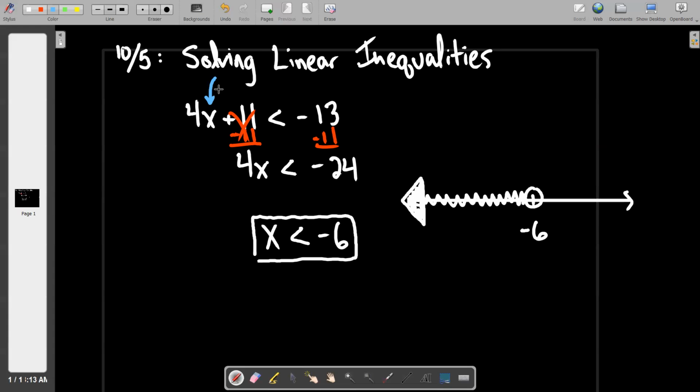But if you put -10 in place of x, what's 4 times -10? And what's -40 plus 11? And look at that, -29 is in fact less than -13. You would find that result with any number you pick that's less than -6. So that's what we're doing today and tomorrow and the next day probably, is we're finding not numbers that work, but infinitely large sets of numbers that work. They're called solution sets. All right, so next one.